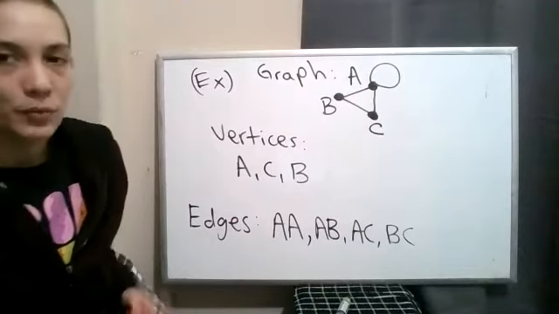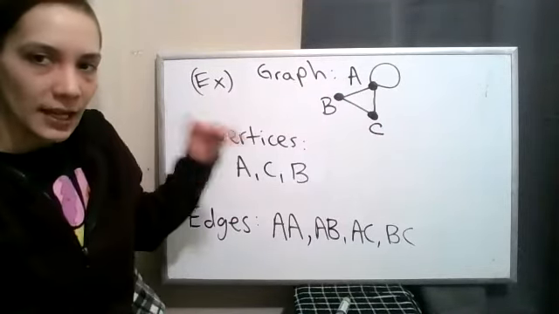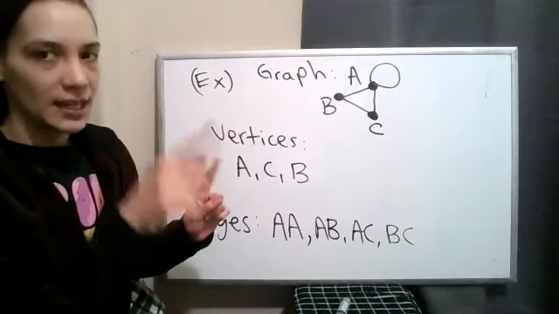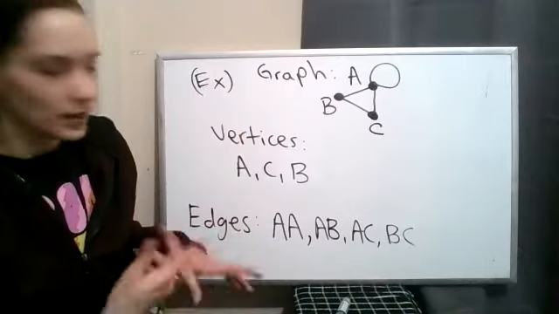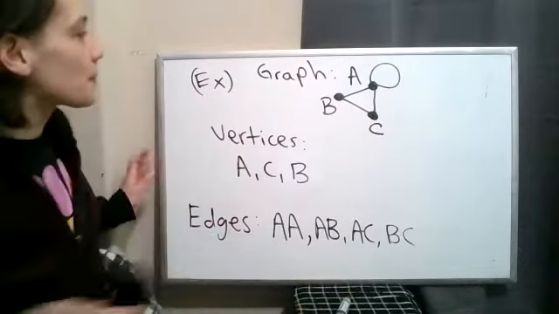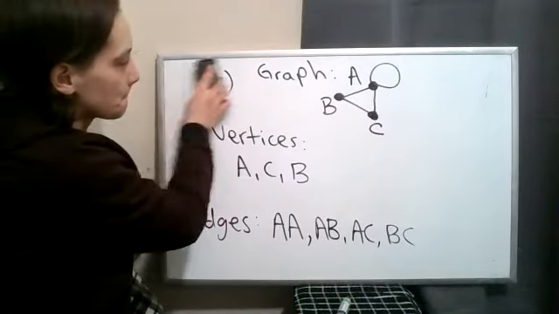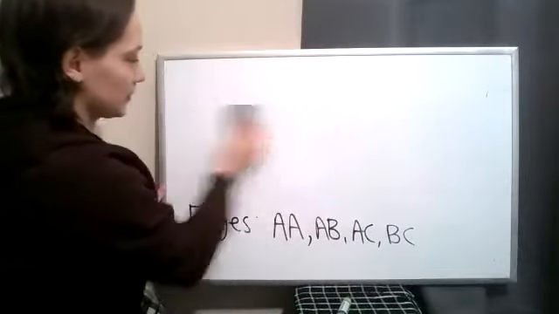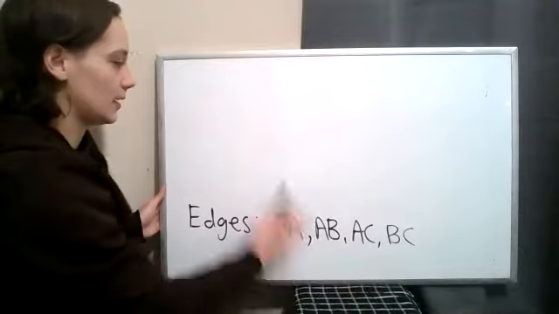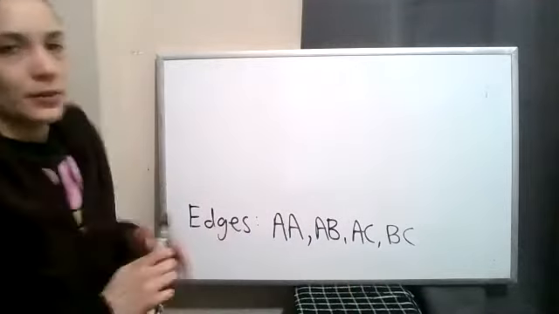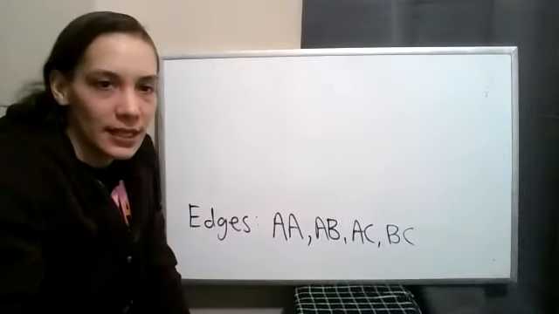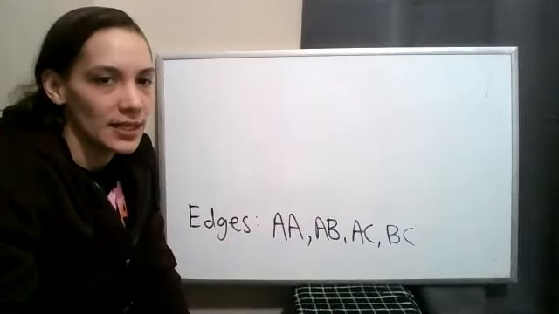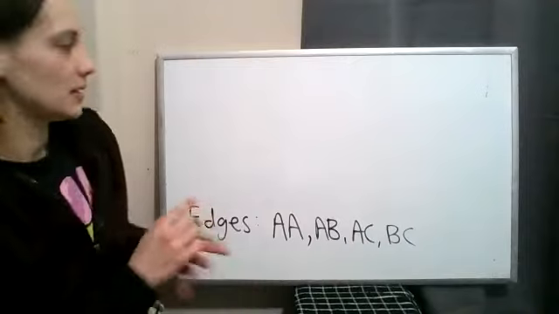Next, we talk about multiple edges. So this is an edge that goes from one vertex to another, and it happens again, and it happens again, multiple times. Cool. So we are going to say that edges that appear more than once are called multiple edges.